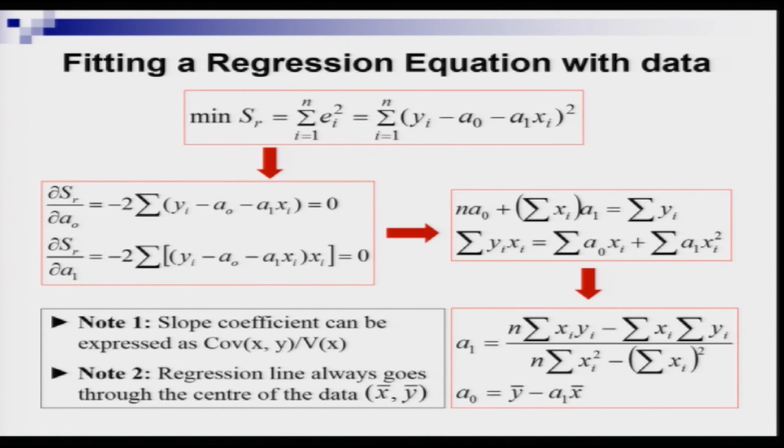You may not have one particular observation corresponding to this center of the data, but if you calculate the sample mean for your variables x and y, and if you plot that in the quadrant, then the fitted regression line shall pass through that point.